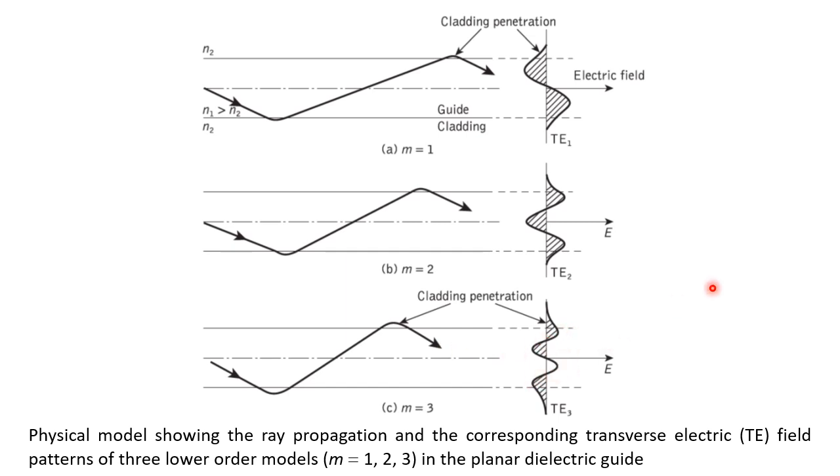Okay, so it is clear, it is evident that inside the optical fiber, different distribution of electric field is possible, right? And that distribution is basically dependent on the incident angle. Okay, so these are called the modes.